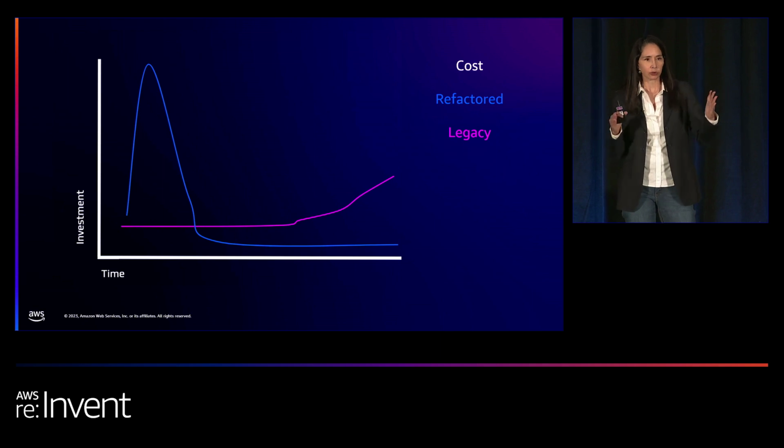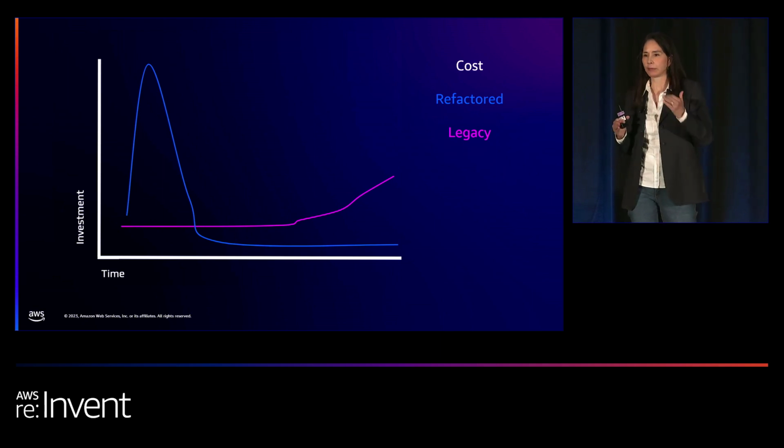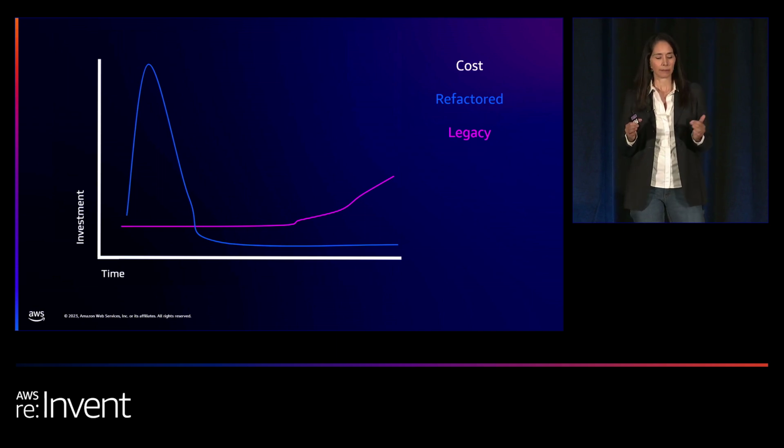So looking shorter term, you'll see that there is a certain investment you have to take to manage and pay down technical debt. But if you took the area under these two curves, you'd see the area under the blue line is actually smaller than the area under the pink line. And what that means is that the cost, if you look out a little far enough, will be lower if you actually refactor and fix your system.